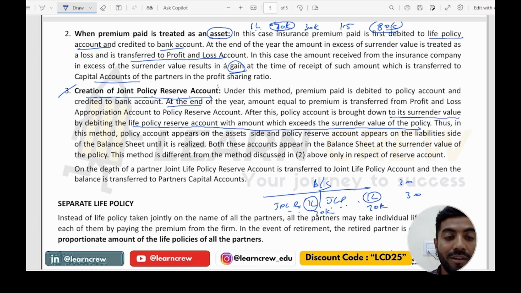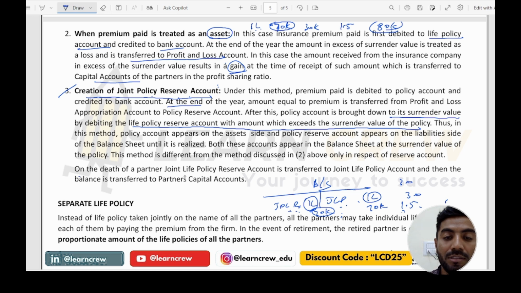On the death of a partner, the joint life policy reserve account is transferred to the joint life policy account and then the balance is transferred to the partner's capital account. So whenever you receive an amount in excess of the asset side, that is, if you receive 1.5 lakh, this excess will be transferred to the partner's capital account. But then what happens to this 70K which is there in the reserve account? This is transferred to the PNL.